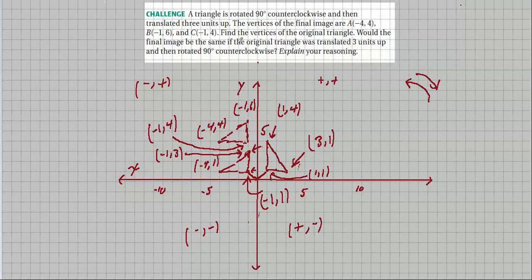Would the final image be the same if the original triangle was translated 3 units up and then rotated 90 degrees counterclockwise? Well, that's an interesting question. What would have happened? Well, if this thing rotated over here 90 degrees, we'd have gone from minus 1, 6 to 6, 1. And we do it algebraically over here, since now we know what happens to the coordinates when we rotate. Minus 1, 6 would go into 6, 1.